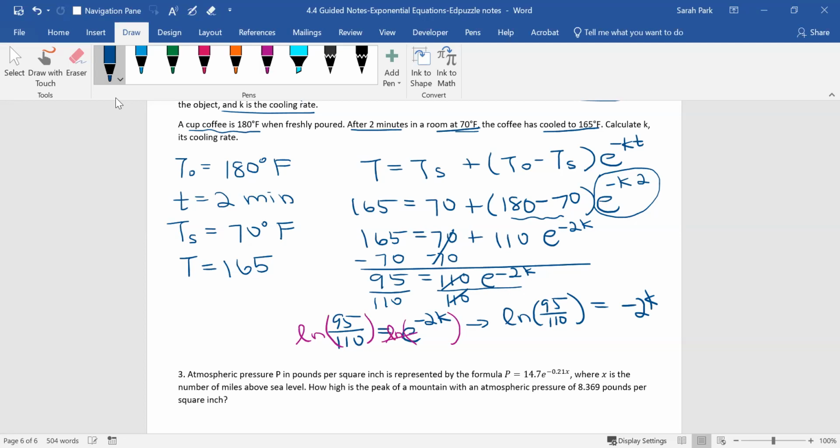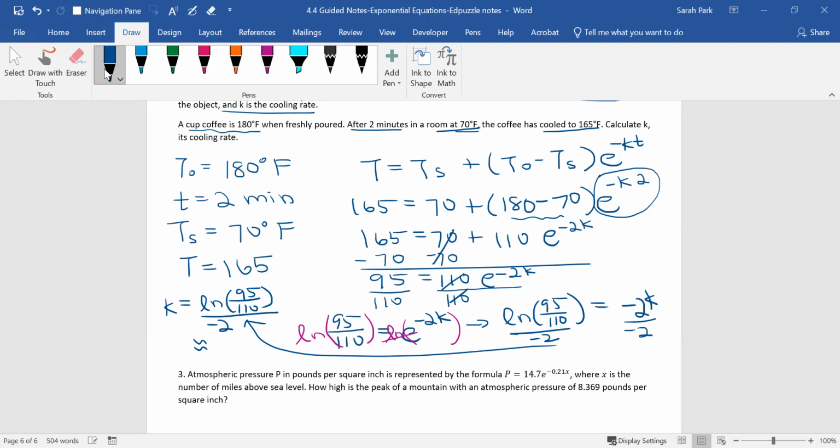We're almost done. We can now divide both sides by negative 2. And k is equal to ln... I'm running out of space here. Maybe I'll write it here. I'm going to take this all the way here. k is equal to ln of 95 over 110 divided by negative 2. Once we put that in the calculator, we have 0.0733 as our cooling rate.